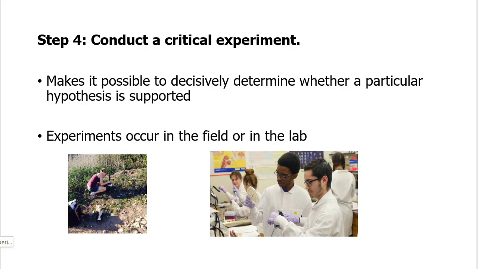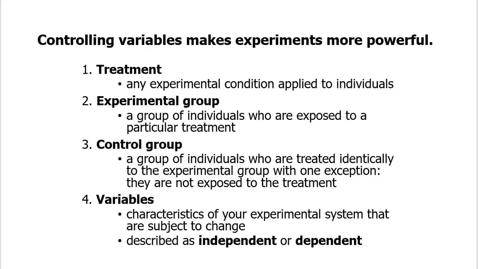So what are the crucial components of an experiment? This is just a little vocab I want to go through with you real quick. In order for an experiment to be considered valid and powerful, meaning it's robust enough to give us good information about this phenomenon, good experiments have at least these 4 components. First is a treatment, meaning any experimental condition that is applied to research subjects.